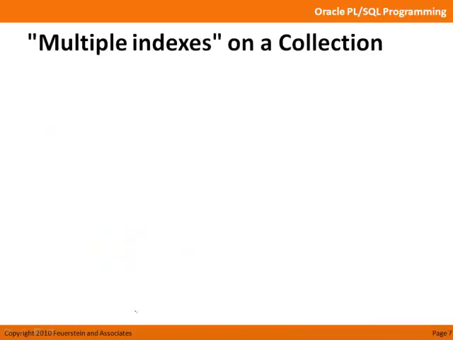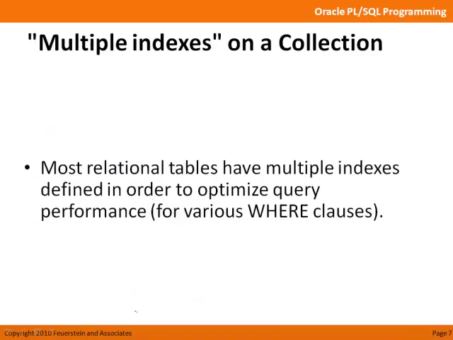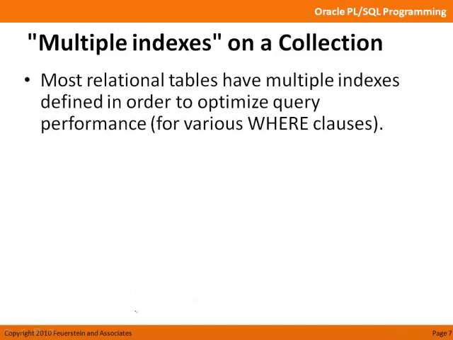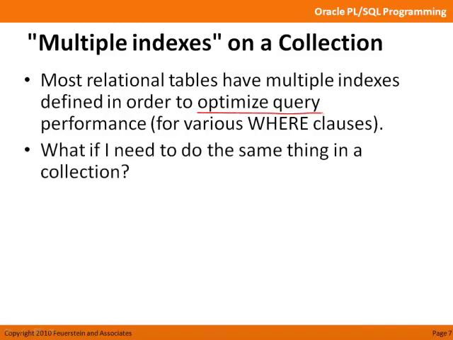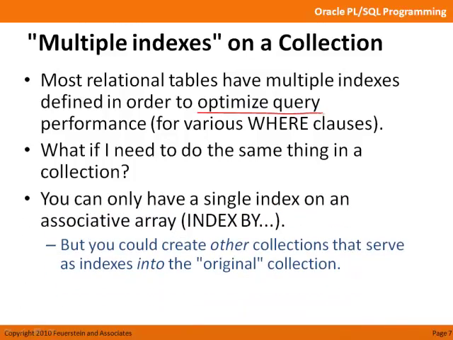Now let's take a look at multiple indexes on a collection. So, going back to the model of relational tables, most of these tables do have multiple indexes, and in fact, sometimes multiple unique indexes used to optimize query performance. What if I need to do the same thing in a collection? What if I have a collection filled with all the employee information, but I need to access it in different ways? Access it by name, access it by employee ID, and so forth.